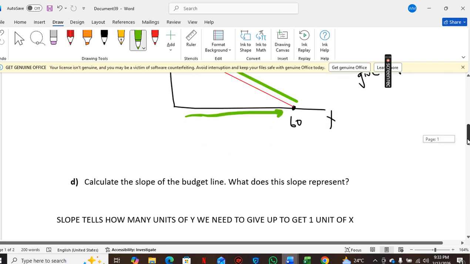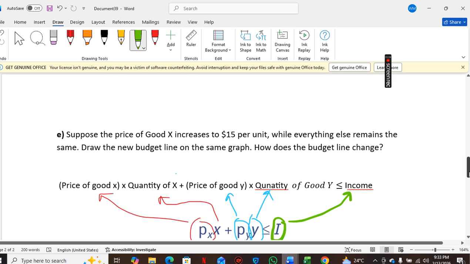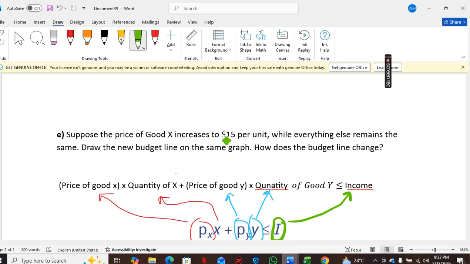So yes, that is the slope. Part B. Suppose the price of good X increases to $15 per unit, while everything else remains the same. Draw the new budget line on the same graph. How does the budget line change?